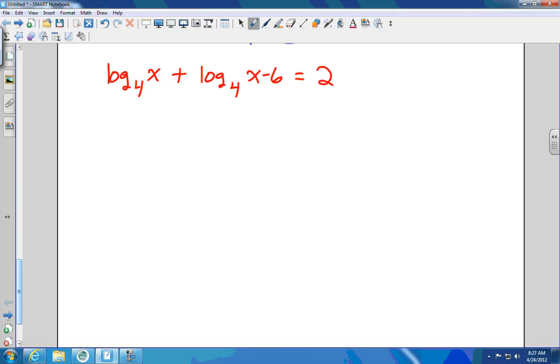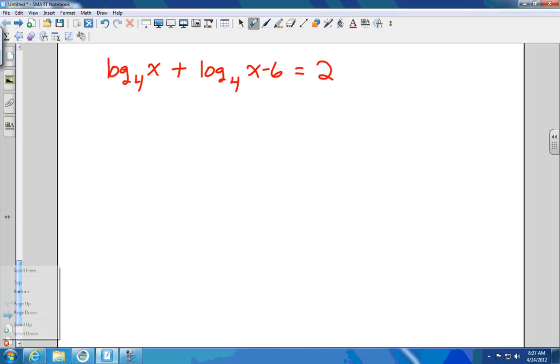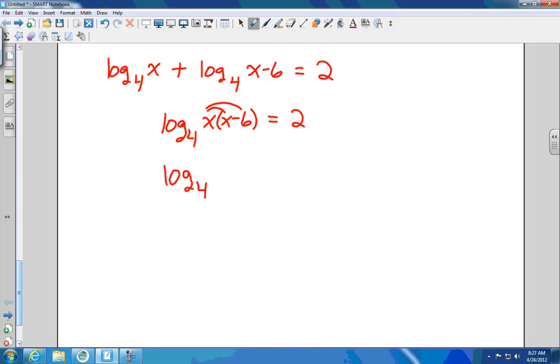So this problem will be a little bit different, but we have done problems like it before. So we already said the plus becomes multiply. So we're going to combine that to log base 4 of x times x minus 6 equals 2, and you would go ahead and distribute that to both parts. So log base 4 of x squared minus 6x equals 2.